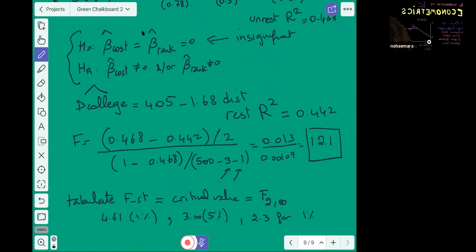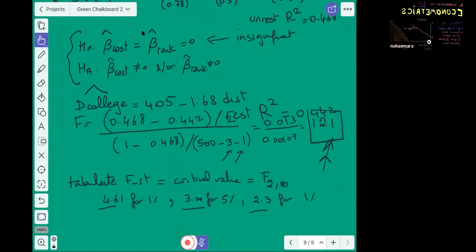Let me remove the brackets because you might think this is a multiplication, and I just want to make myself clear. So this is 4.61 for the 1% significance level, 3.00 for the 5% significance level. So this number is just exceeding the 4, right? It's exceeding all of them.